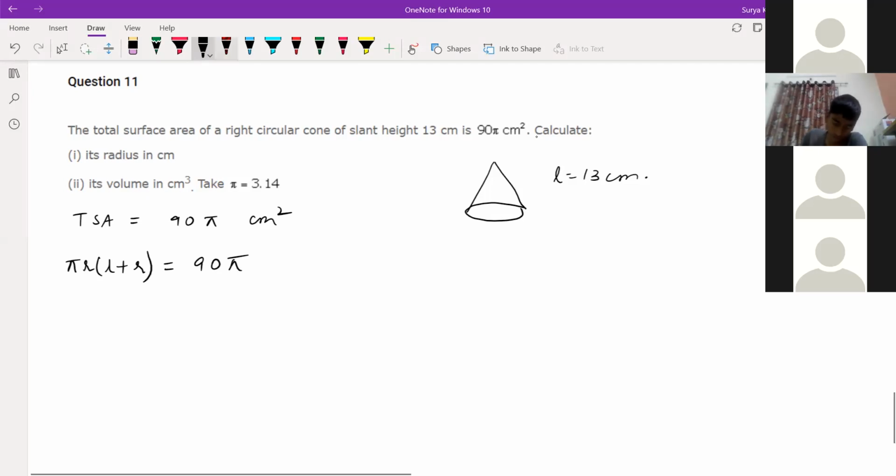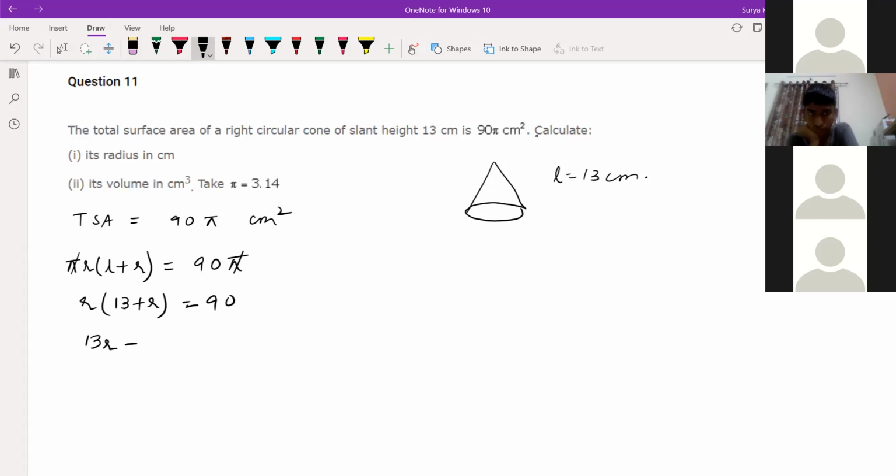So pi will get cancelled. The L value you already know, so we can write here r into bracket 13 plus r is equal to 90, correct? So we get 13 r plus r square is equal to 90, and we can write r square plus 13 r minus 90 is equal to 0. We have to bifurcate this, right?